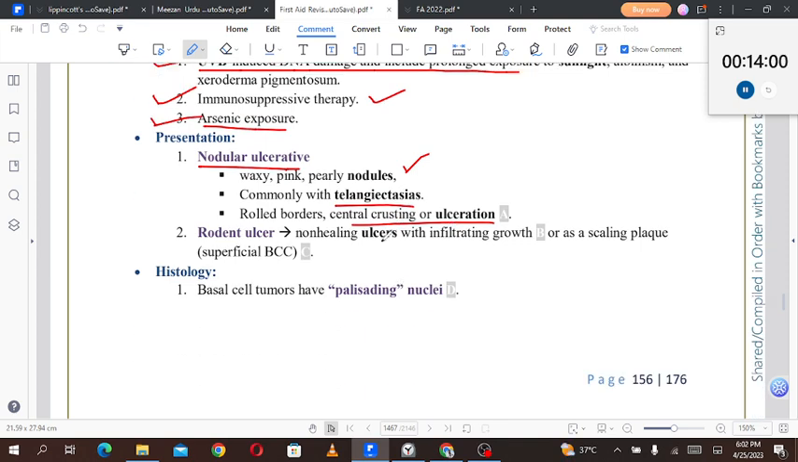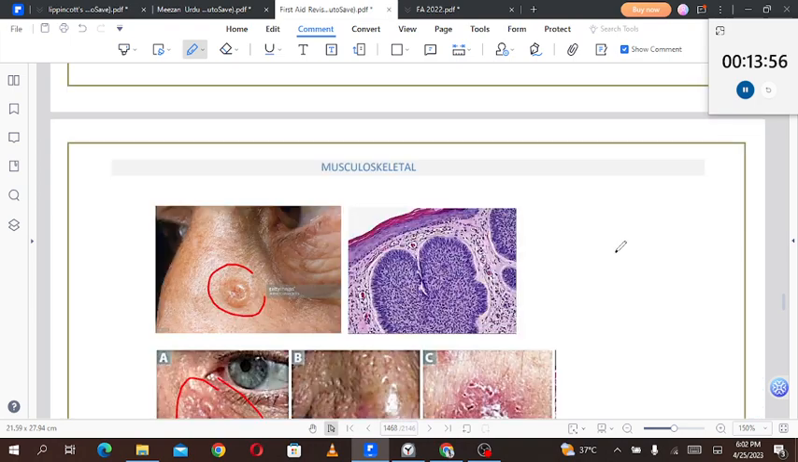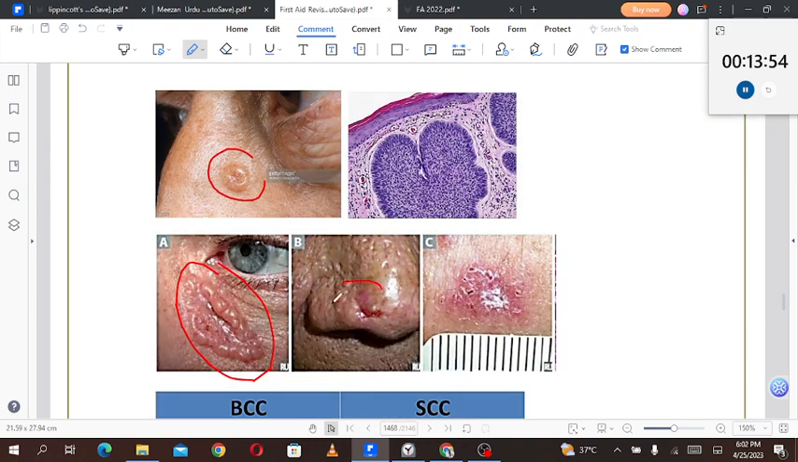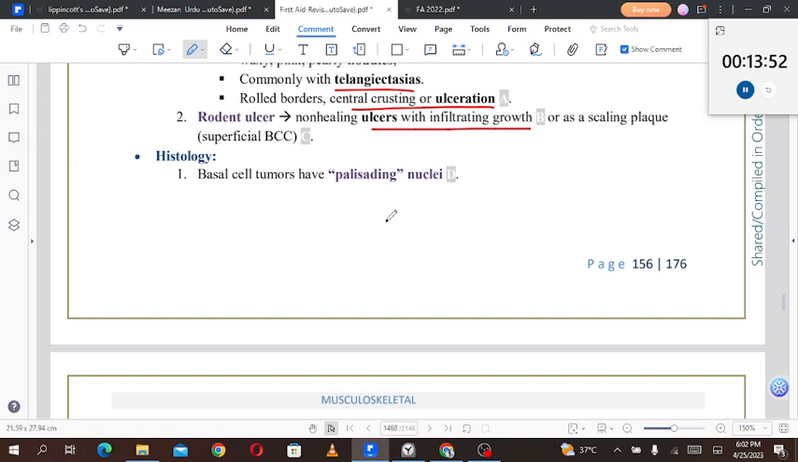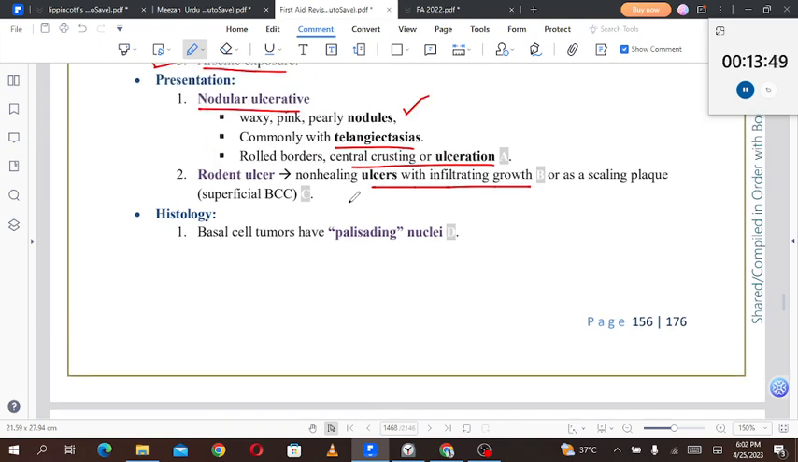The rodent ulcer: non-healing ulcers with infiltrating growth. I guess this one is a rodent ulcer. So what is the rodent ulcer? The non-healing ulcer with infiltrating growth, or as a scaling plaque, that is superficial basal cell carcinoma.